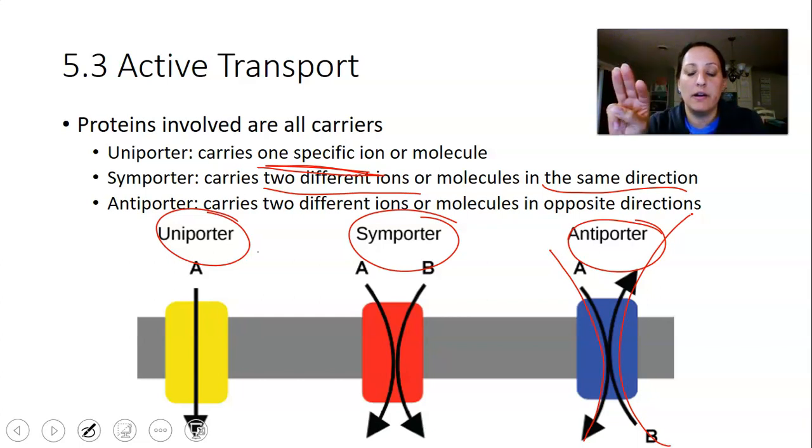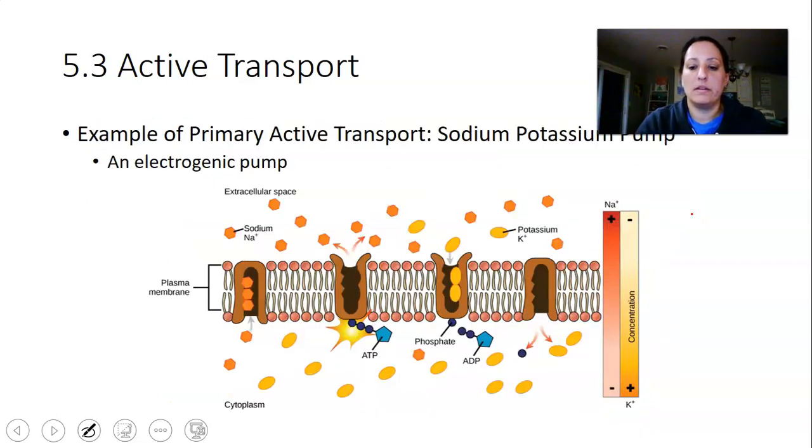Okay? So those are the three types of proteins. Again, all are carriers. Remember back to the previous video, facilitated transport? We said that proteins involved there could be carriers or channels. In this case, with active transport, there's no channels. All proteins involved here are carriers. Okay, so let's look at an example.